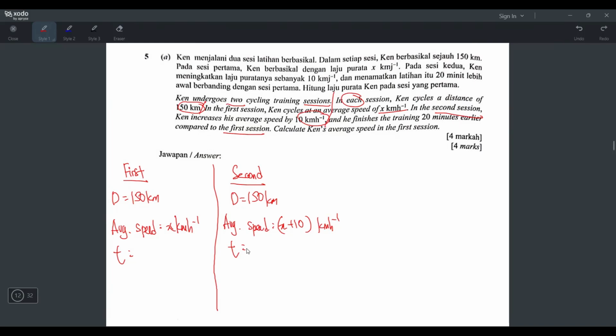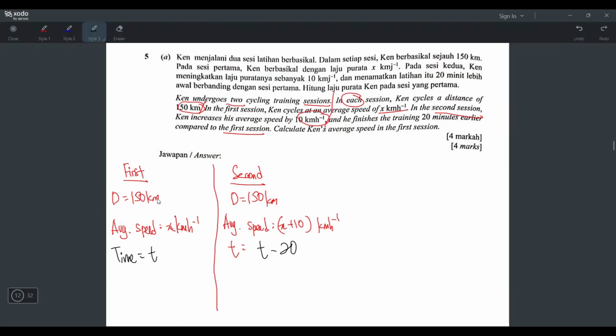So I think we can let the time taken be an unknown. Maybe you can use K or M, whatever, just use an unknown. Okay, I'll just use T. So for the first session, we don't know the time, right? So I'll just write time, and then let time be T, because we don't know the time for the first session. And then the second session is 20 minutes earlier compared, so it'll be T minus 20, right?